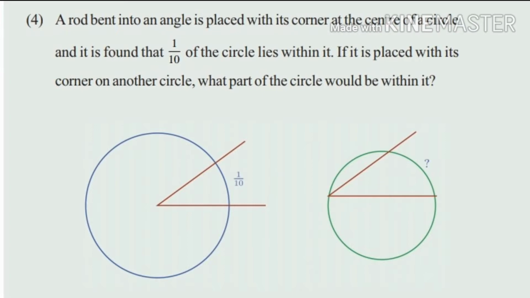In the first circle, that arc is 1 by 10 part of the whole circle. Now in the next circle, we need to find that arc will be how much part of the whole circle. That is the question. Let's draw the rough figure first.